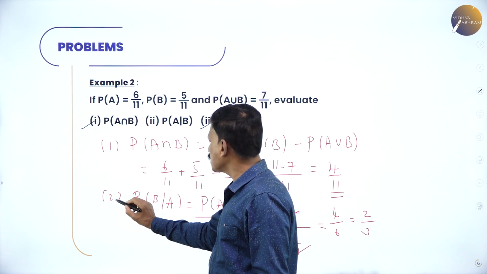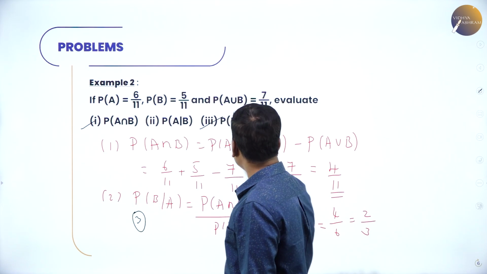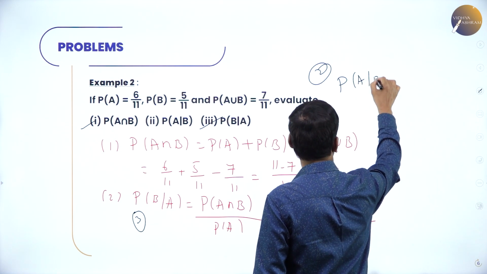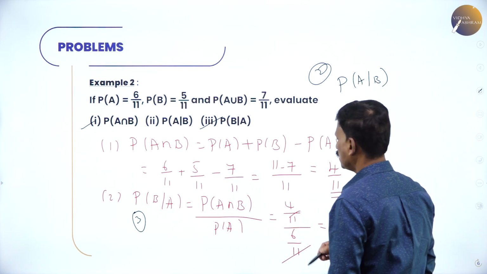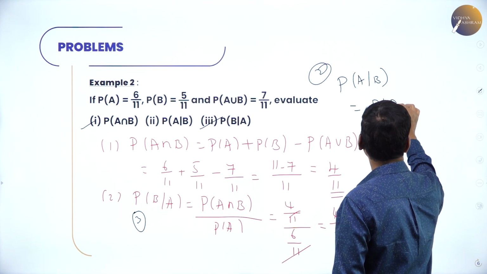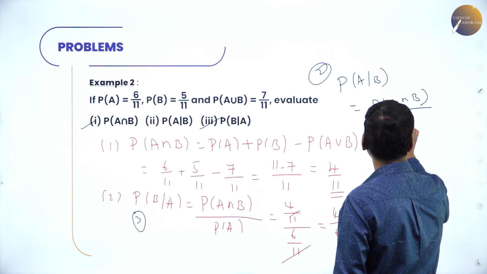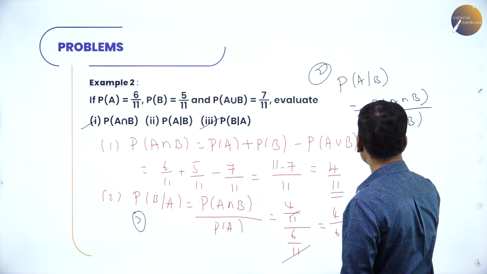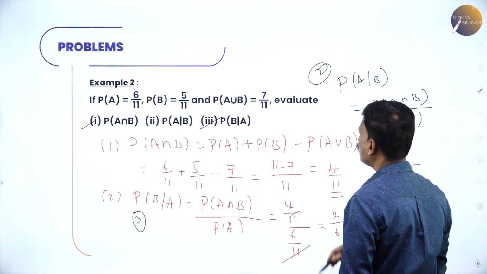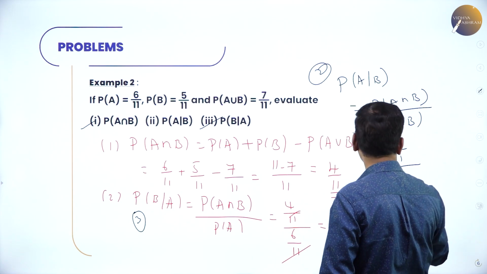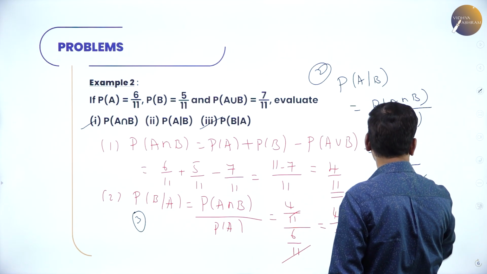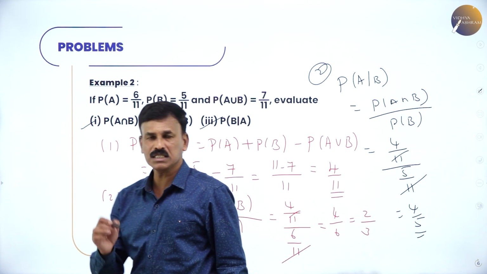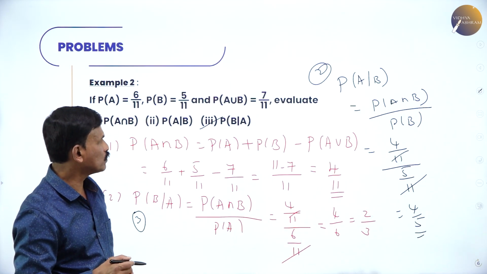Now let us come to the third one, probability of A by B. That is nothing but probability of A intersection B divided by probability of B. So A intersection B is 4 by 11 divided by probability of B, which is 5 by 11. So what happens? These two get cancelled. This is equal to 4 by 5. That's it. Each carries 1 mark. Now move on to the next problem.